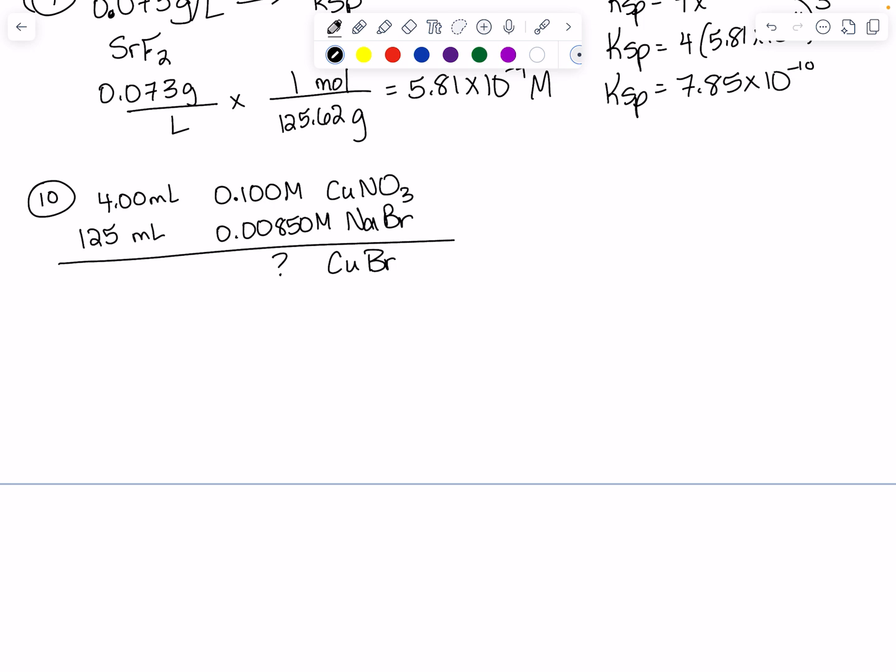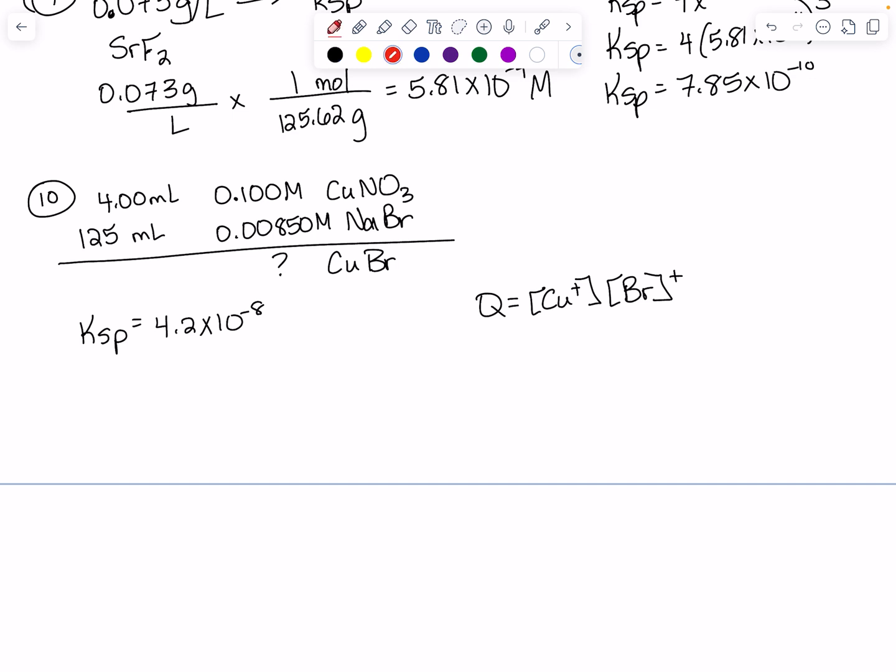Okay. We need the KSP for CuBr. We look it up on the table. The KSP is 4.2 times 10 to the minus 8. We have to use the information in the problem to calculate a reaction quotient, Q. Remember, the reaction quotient is calculated exactly like the KSP. In other words, Q is going to be equal to the concentration of the copper times the concentration of the bromide. How do we figure out the concentration of the copper?